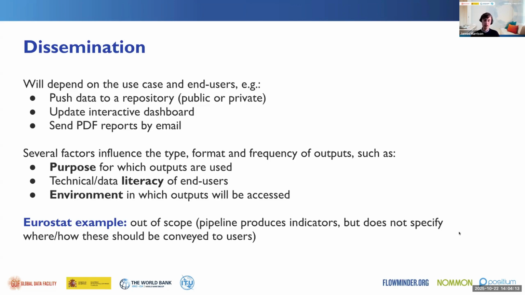And as I said earlier, I've been working through the Eurostat pipeline as an example, but actually this point is largely out of scope for that. In that case, the pipeline is producing indicators in a database for use by a National Statistics Institute, but actually they would be the ones operating that last stage of the pipeline. So there's no need to convey that information further within the scope of the pipeline.